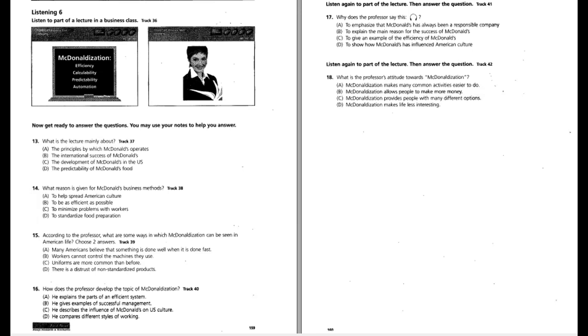In turn, as our experiences become more uniform, they also become more predictable. And we see more automation and less contact with actual people. This is what I mean by McDonaldization. Number 18. What is the professor's attitude towards McDonaldization?